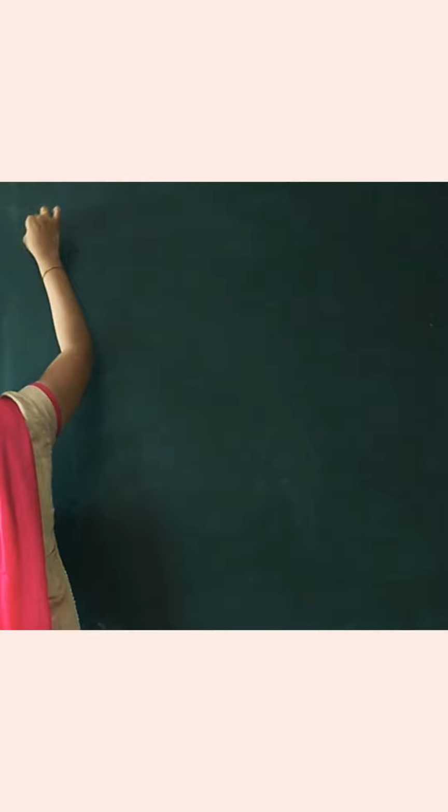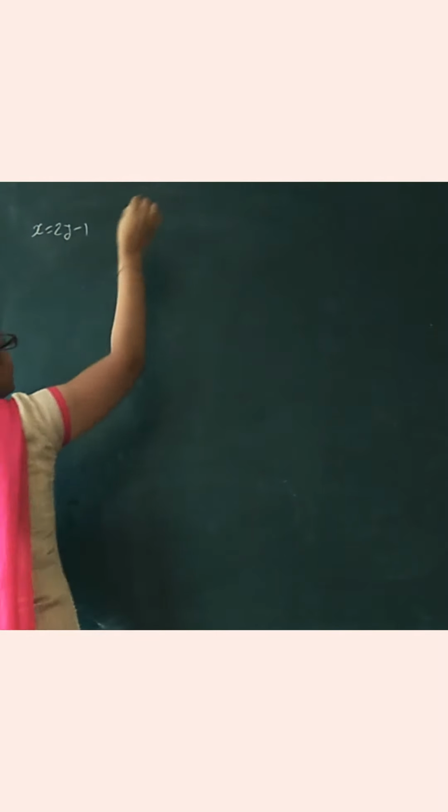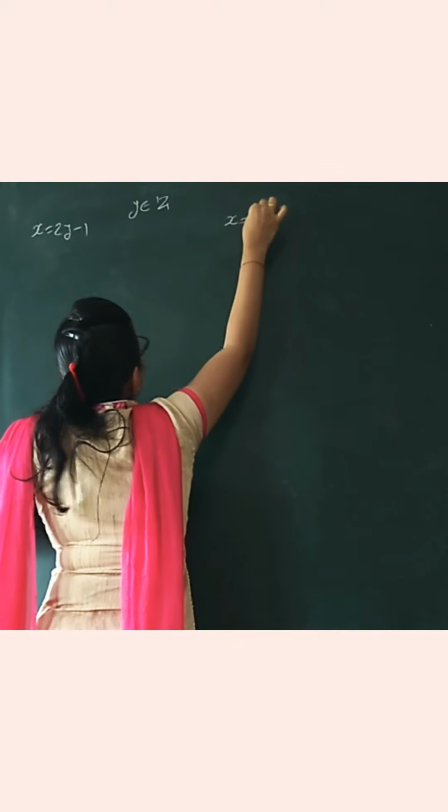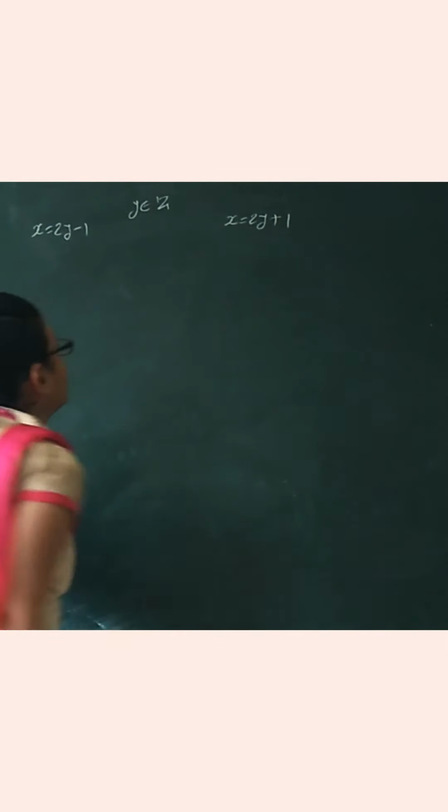Now I am taking two things. First one is x is equal to 2y minus 1 and second one is x is equal to 2y plus 1. I hope you guys see it clearly. What is my y? y belongs to Z. So x is equal to 2y minus 1 and x is equal to 2y plus 1. I am taking these two things.